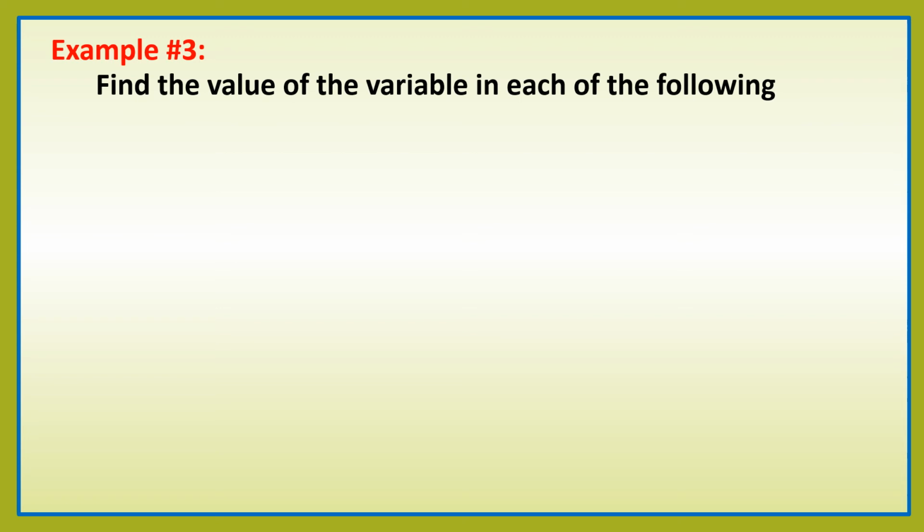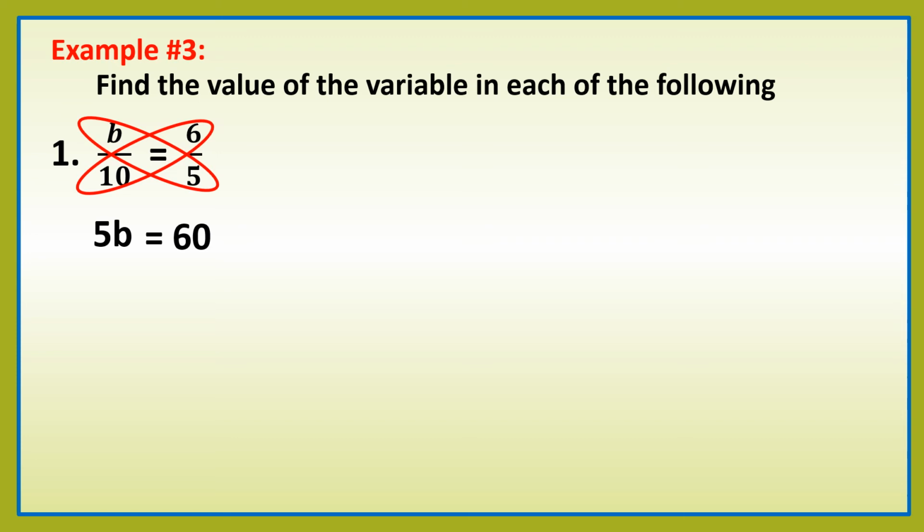Number 3, find the value of the variable in each of the following. Number 1, b over 10 equals 6 over 5. Cross multiplication, b times 5, that is equal to 5b. 10 times 6 equals 60. Then to solve for b, we need to divide both sides by 5. Para makancel natin ang 5, matira na lang ay b. And then 60 divided by 5, that is 12. Therefore, b is equal to 12.